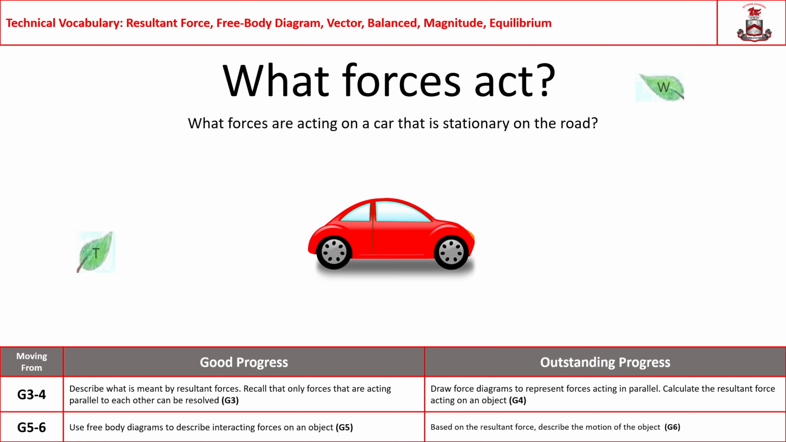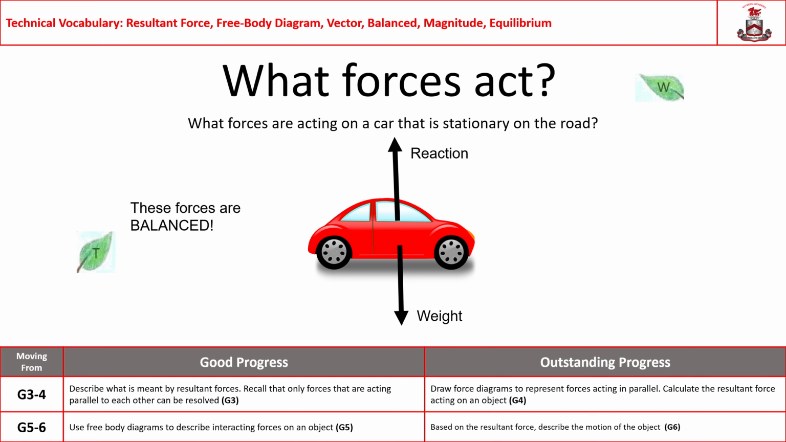Now, let's have a look at the forces that are acting on this stationary car that's on the road. I always start with weight. If you are on a planet or near a planet, you will have a weight. Your weight force will always act directly down. Because this car is on a road and it is not falling through the floor, the reaction force must be equal to and opposite the weight. These forces are balanced. The car is not moving, so they must be equal and opposite.